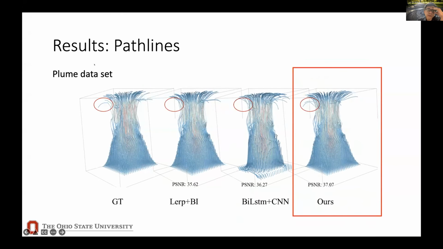Now, this is just a qualitative comparison in terms of tracing the path line. In the very left column, you can see something I circled, which is one path line calculated, and you can see the middle 2 methods, which are bilinear interpolation and STN, don't do such a good job over here.